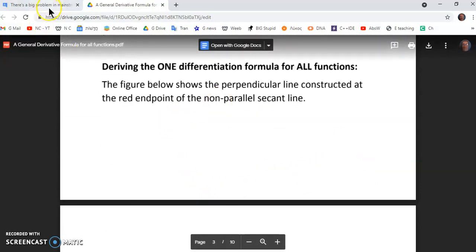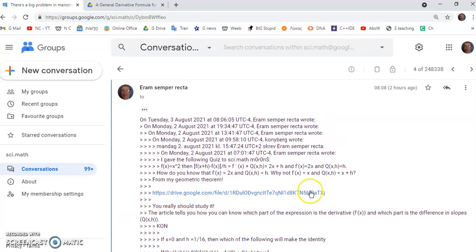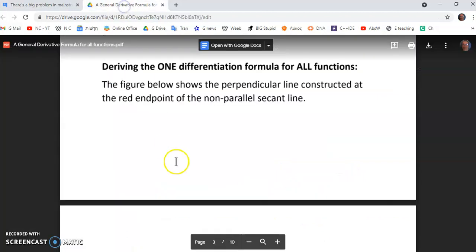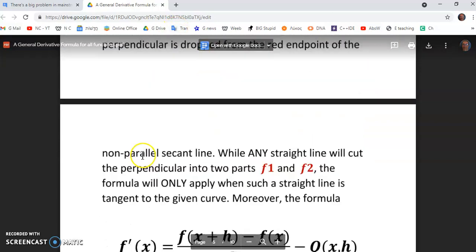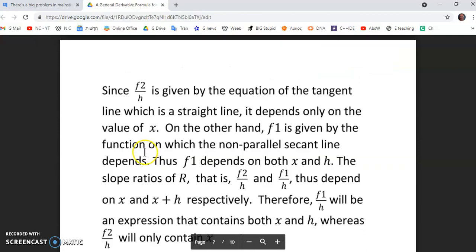any interest in understanding. And I'll tell you why, because there's this contributor here called Kony who asks me in this thread, how do you know that the derivative is equal to 2x and that the difference, which is q of x comma h, is equal to h? Why not f of x is equal to x and that is equal to x plus h? Well, if he had bothered studying my article, he would have found out. And of course, a lot of you are not going to know what I'm talking about unless you actually read this article, to which I will place a link in the details section.